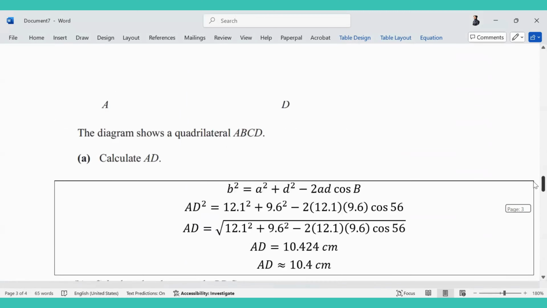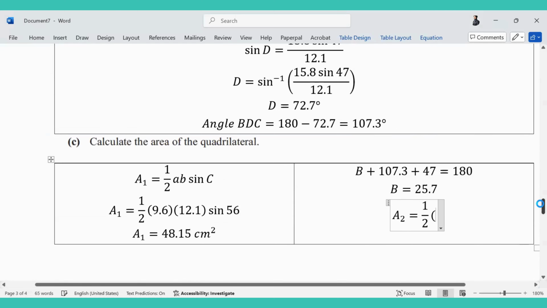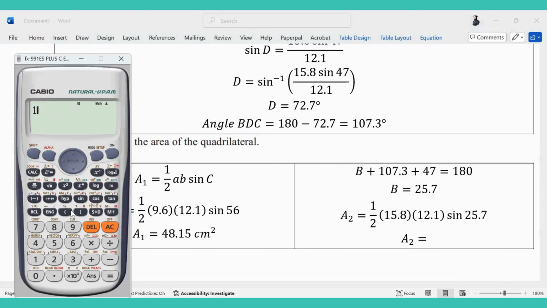So area 2 again, half ab sine C. Now the two lengths that I'm considering are 15.8 and 12.1. 15.8, 12.1 and sine 25.7. So my area 2 is 1 upon 2 into 15.8 into 12.1 sine 25.7. So this is 41.45.